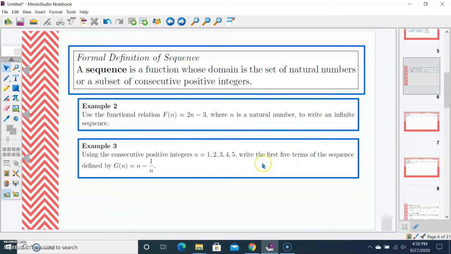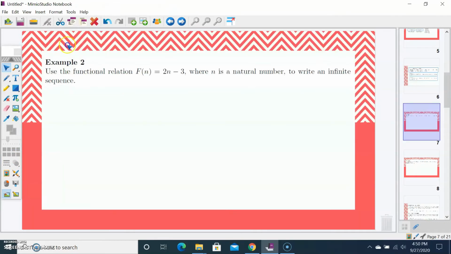Next, we have example number 3. So here is the example number 2 that we have. We must use the functional relation f of n is equal to 2n minus 3, where n is a natural number, to write an infinite sequence. So take note, infinite. We do not know kung hanggang saan or pang ilang terms. So maybe we consider 3 terms, and then we put ellipses after na lang, no?